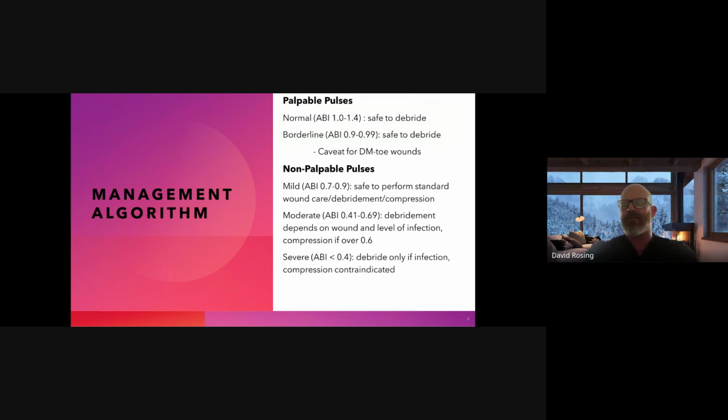That is a very good tip-off that we need to see if we can do some sort of intervention. And if they can't, then really your debridement should be preventing infection, keeping the patient comfortable, and not trying to destroy any good tissue. The key with arterial wounds is not to destroy good tissue, only get rid of bad tissue. So if patients have no pulses and a mild ABI, as you can see here, you're safe to perform standard wound care and debridement.